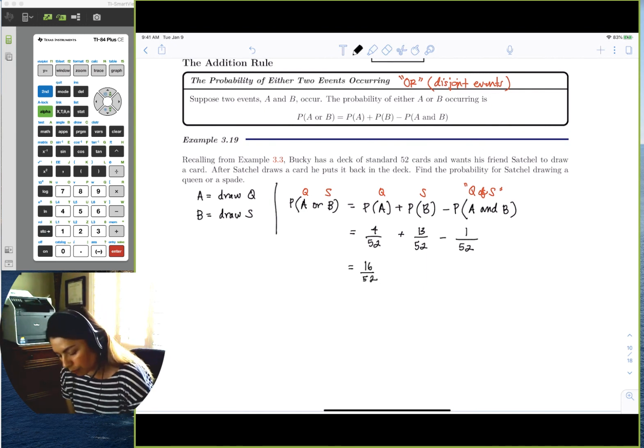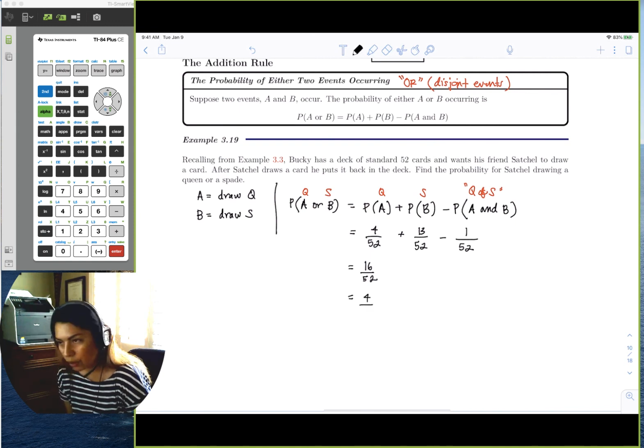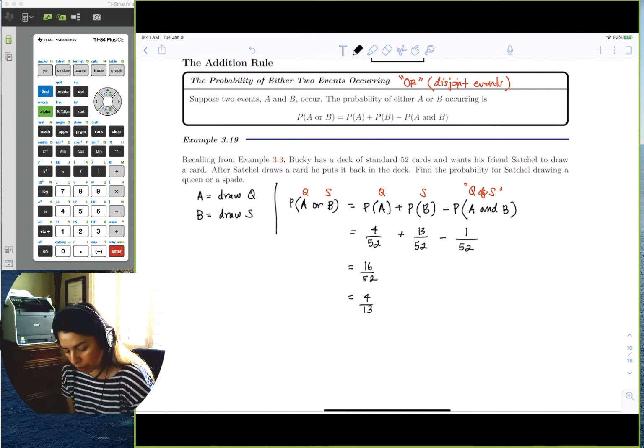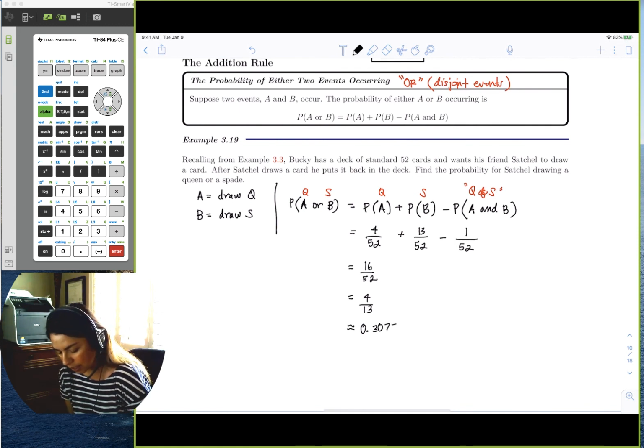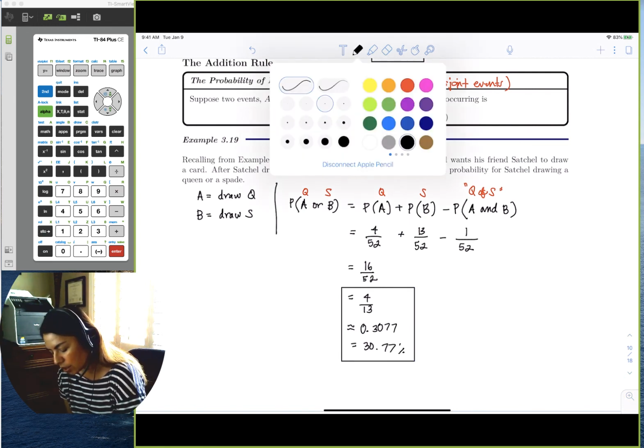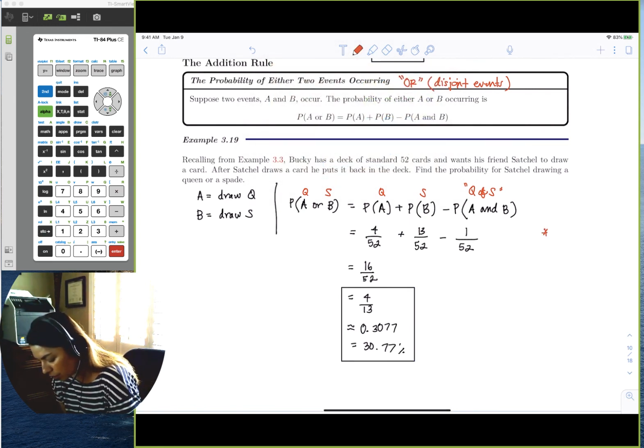Okay, so if we wanted to just reduce it, we could. It would be 4 13ths. And if we put it in the calculator, we could just approximate it as 0.3077, or in other words, 30.77%. And then I just want to put a note here. So essentially what you're doing is just subtracting or taking away the intersection, right? Or in other words, you're taking away the double dipping.